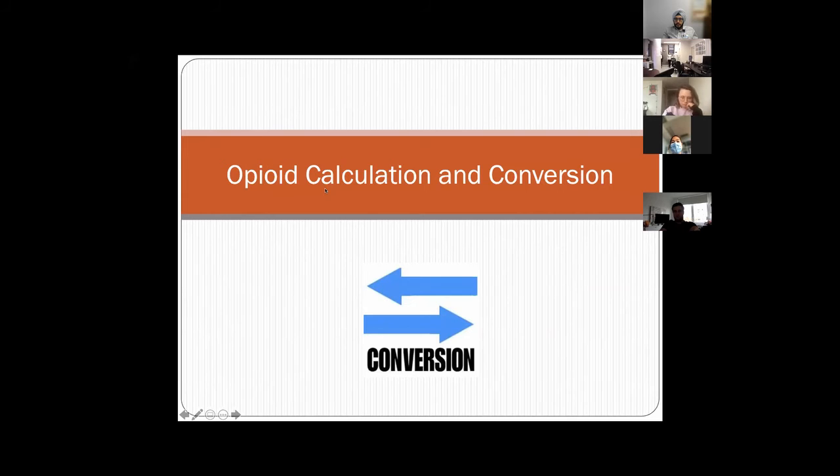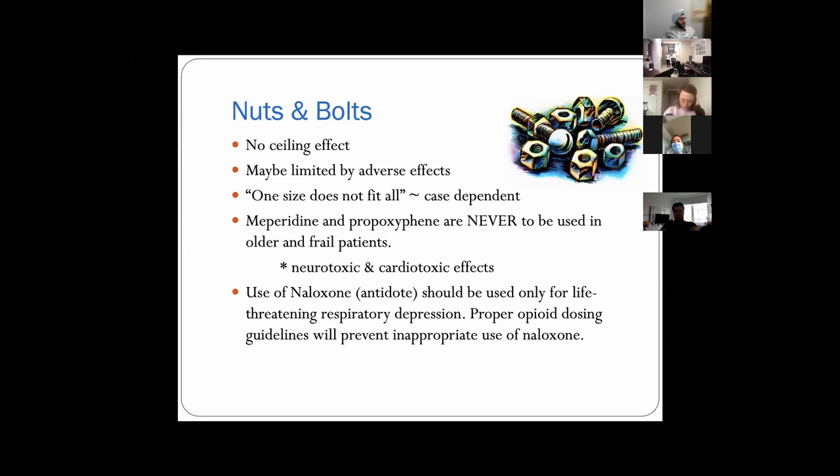Next slide. So let's look at how we calculate opioids now. We're getting into the meat of this discussion. Some nuts and bolts about opioids in general. There is no ceiling effect for opioids, unlike Tylenol, where when you reach a certain point, it's going to be bad for the liver primarily. With opioids, there is no ceiling effect. However, there are probably rate limiting effects, and that's mostly driven by the adverse effects. Some adverse effects are just so intolerable for our patients that they themselves are going to want to give up on opioids to treat their pain.